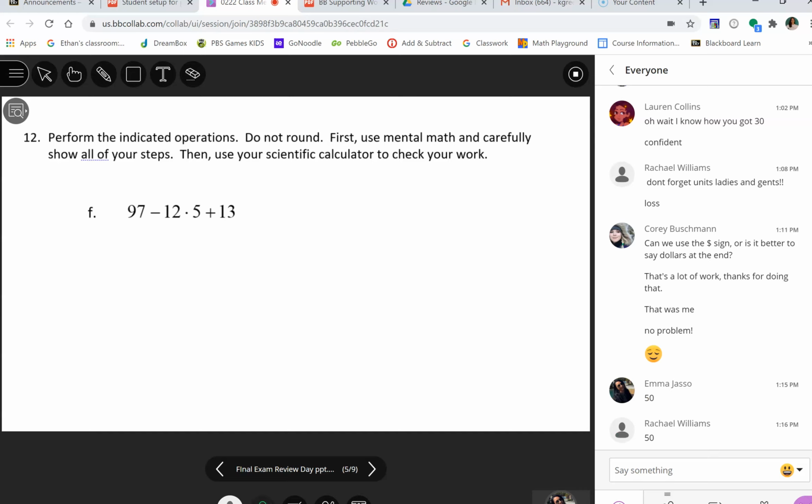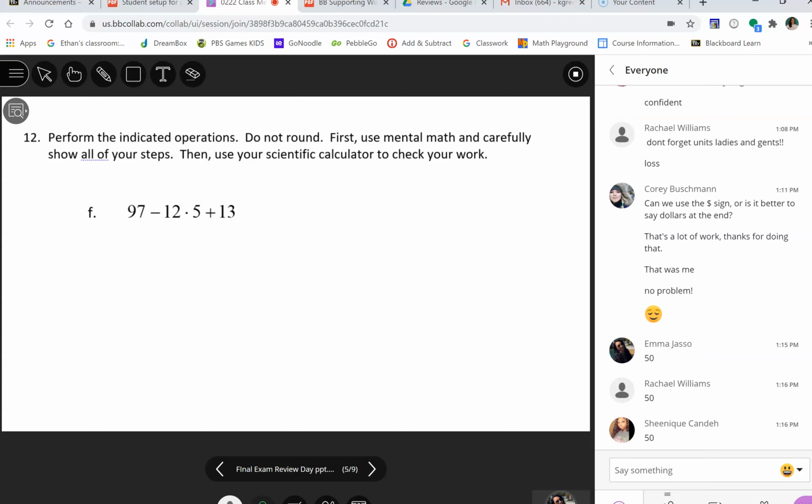Did anyone else get 50? Oh, Rachel did. Shanique got 50. Guessing 50 is the right answer.